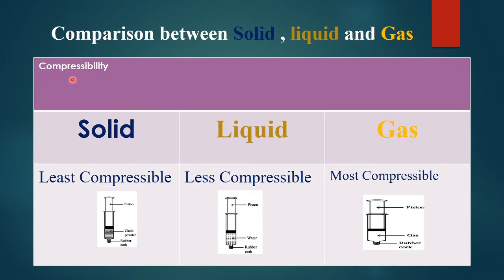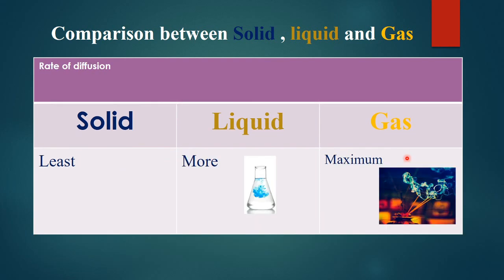Now on the basis of compressibility. Solids are least compressible, liquids are less compressible, and gases are the most compressible matter. Next, rate of diffusion. In solids, the rate of diffusion is least, in liquids it is more, and in gases it is maximum.